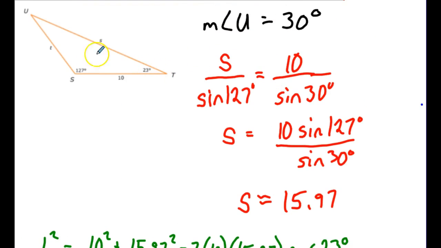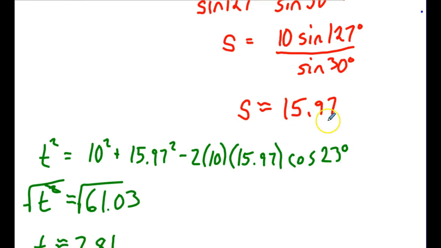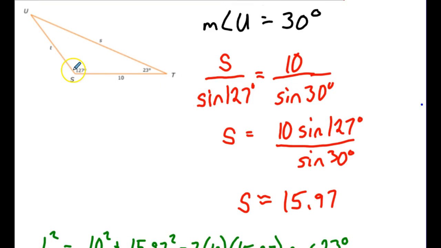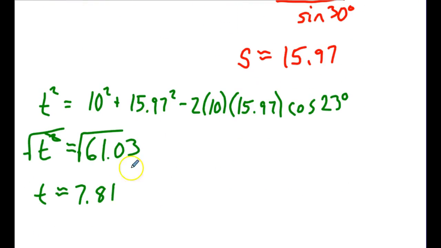Again, we can check. S is supposed to be our longest side, which 15.97 is our longest side because that has to be opposite of the largest angle. 23 degrees was the smallest angle, so it has to be opposite of the shortest side. So T has to be the shortest side, which it is. Just a quick way to check and make sure the answer is reasonable. In this example, we first had to use the law of sines. Once we had 2 of the side lengths, then we could apply the law of cosines.